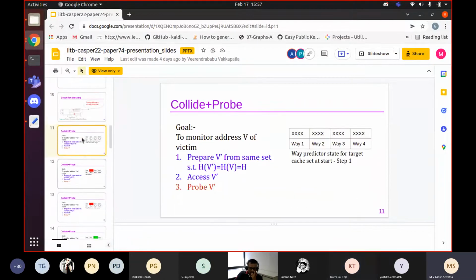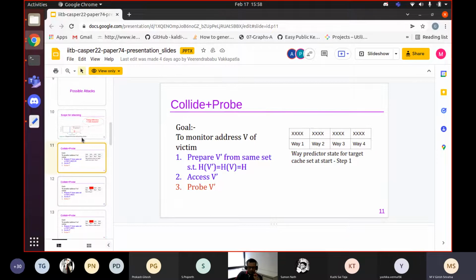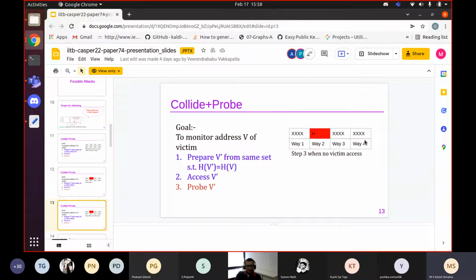Yeah. So did you get the part about the way predictor? Yes. So suppose the attacker loads his address in step 2, then he accesses V prime, which has the same utag. Here, the way predictor state is going to mark the way that he has loaded it into, with the utag corresponding to it. And if the victim does not access, then it's going to get returned from L1, since there's a utag match, it checks the physical tag at way 2 that also matches and it's returned.